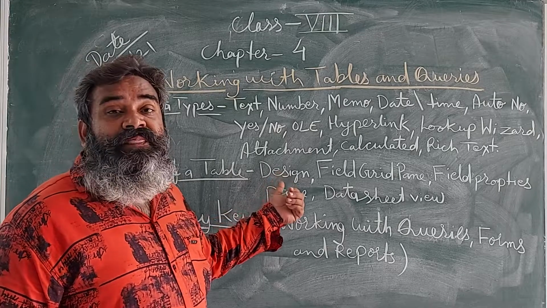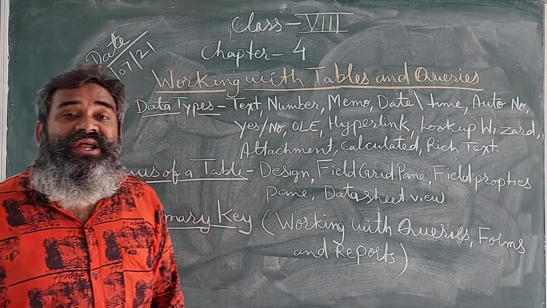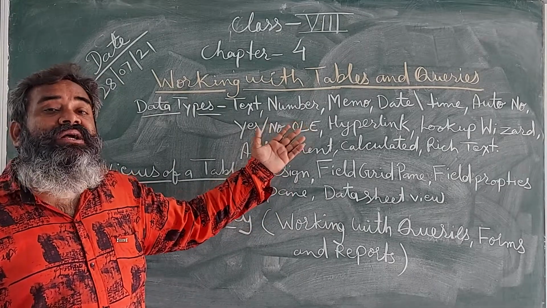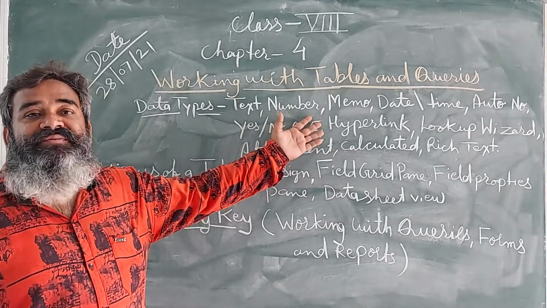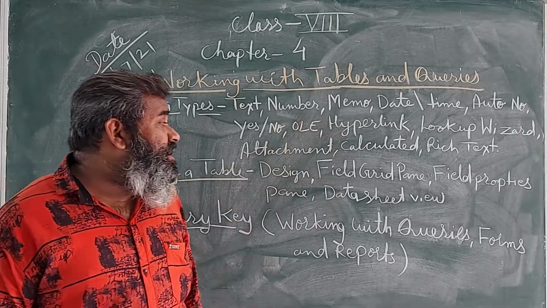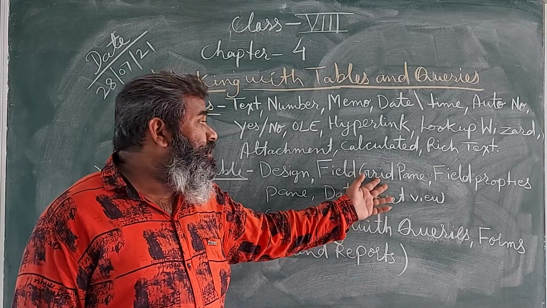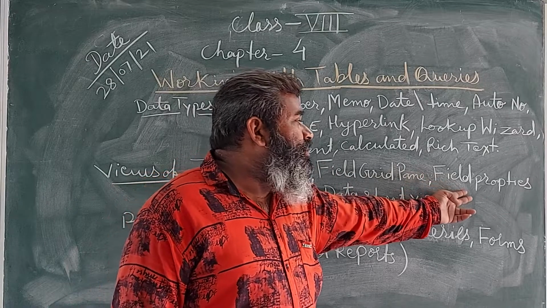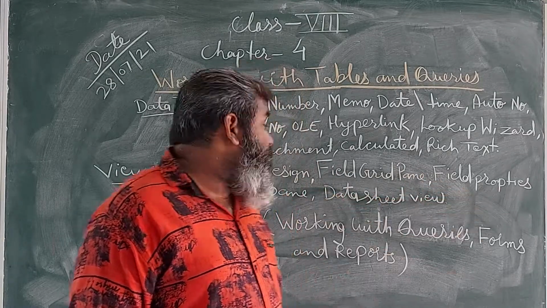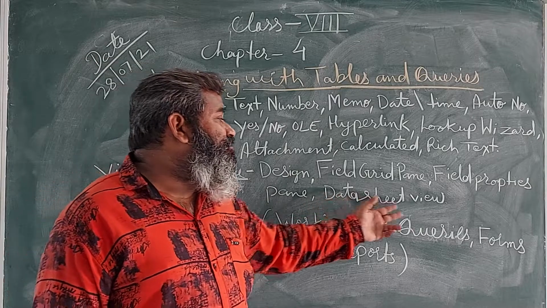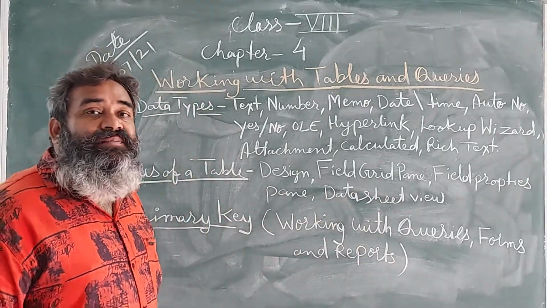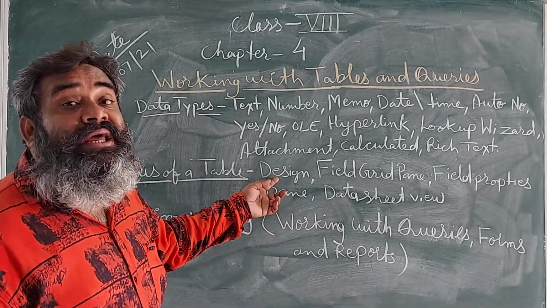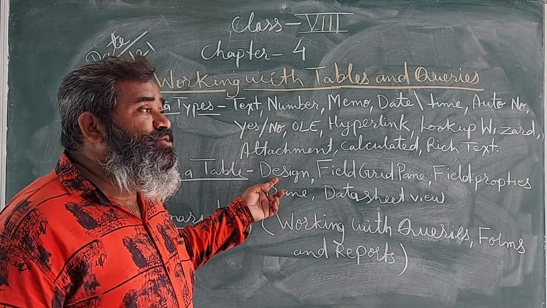In design view, that means we can create a table within design view. When we create a table in design view, there are different kinds of fields in the field grid pane. In the field grid pane, fields are shown with their field properties pane and datasheet view. Most of the time we have to create our table in design view. Design view means that we can create our own separate choices.